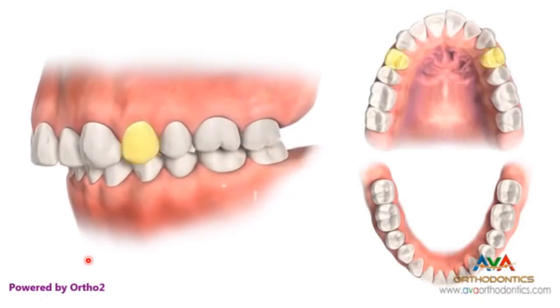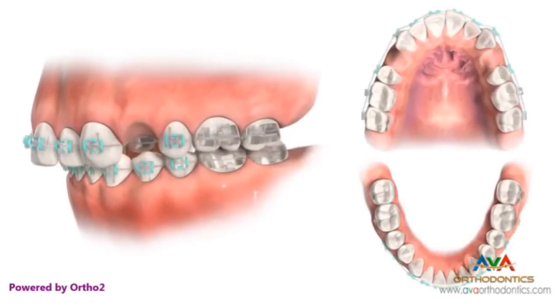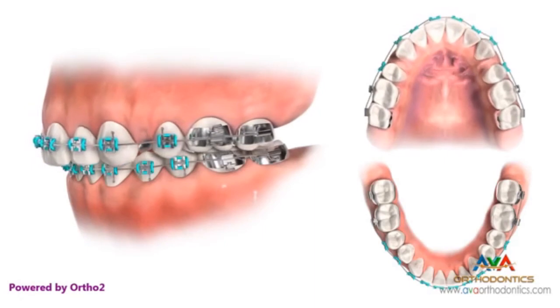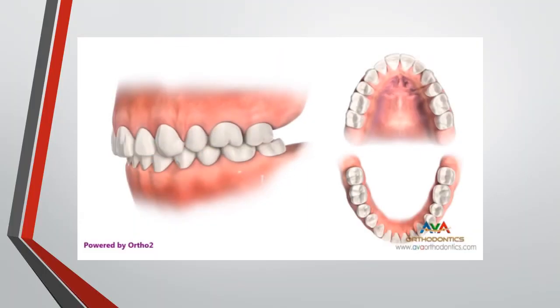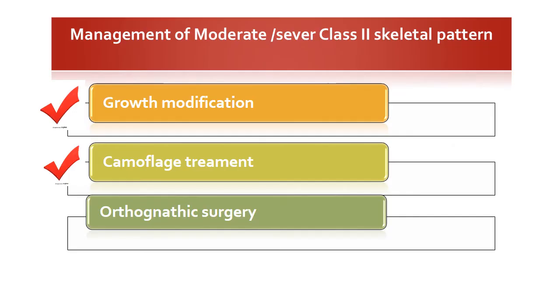In this video, we can see that the patient has a class 2 division 1 malocclusion. We extract the upper first premolars and then we retract the anteriors, and at the end of the treatment we see that the patient still has a class 2 molar relationship but a class 1 incisor relationship.